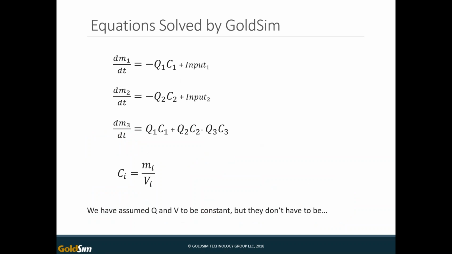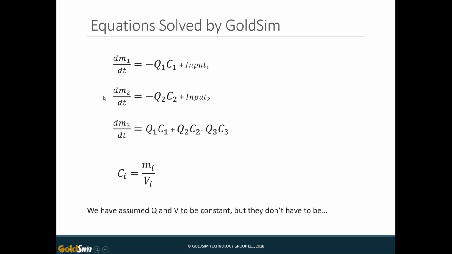So if you think about it, there's three equations that we care about here. The rate of change of mass in cell 1, the rate of change of mass in cell 2, the rate of change of mass in cell 3. Based on the inputs to that mixing cell, GoldSim says, well, the rate of change of mass in cell 1 is whatever my input was. This was a function of time, but it was my input minus the flow rate out of cell 1 times the concentration in cell 1.